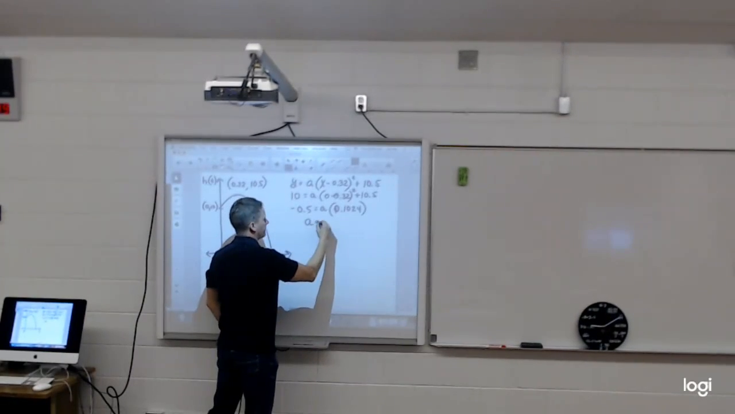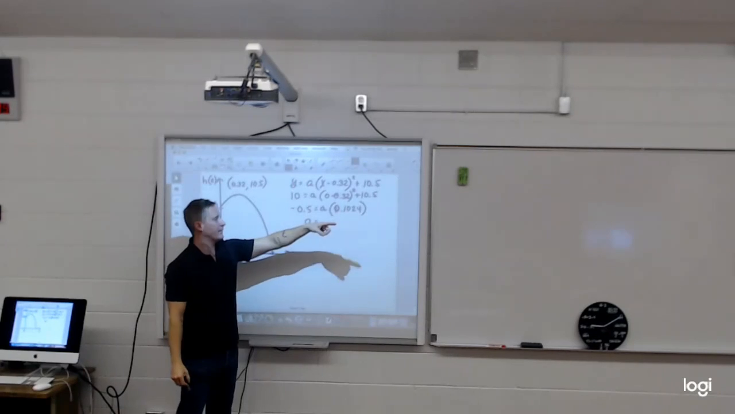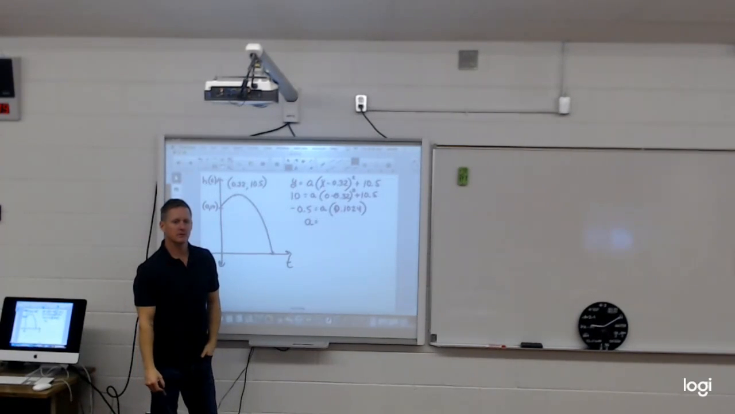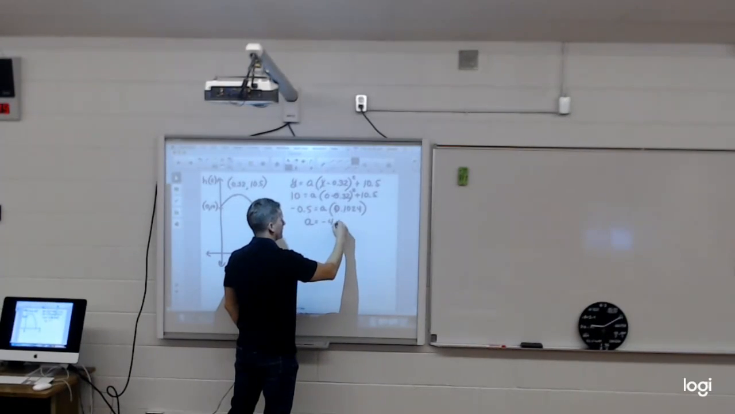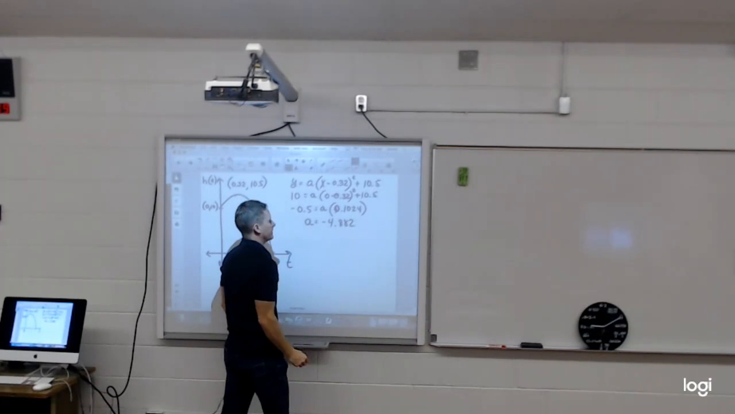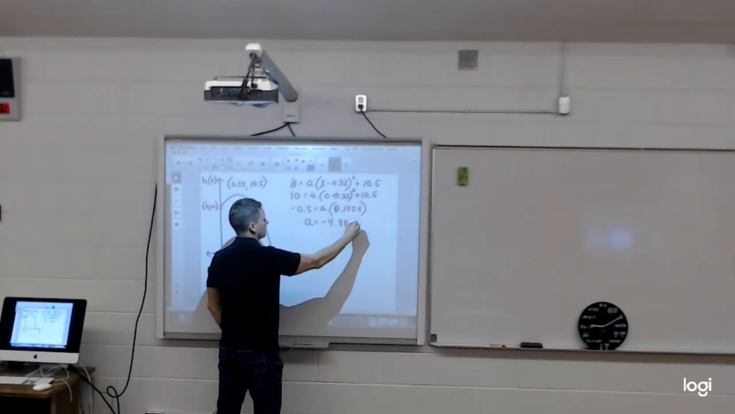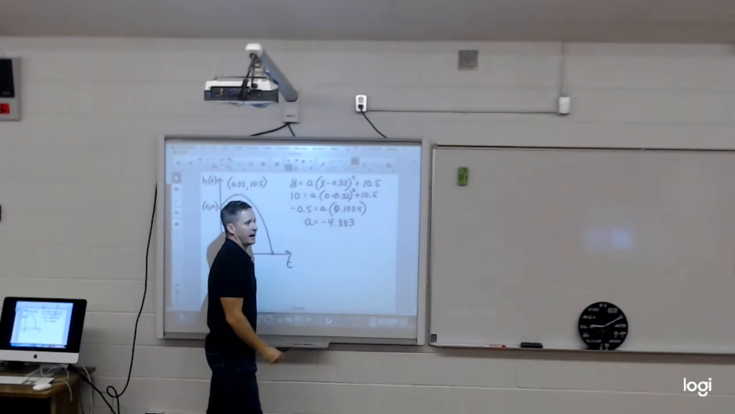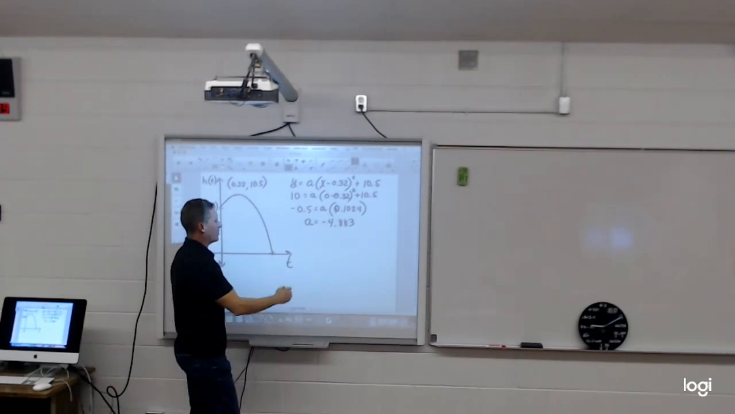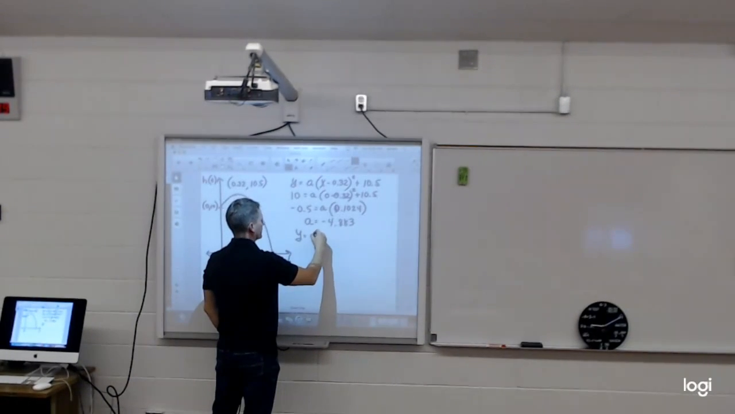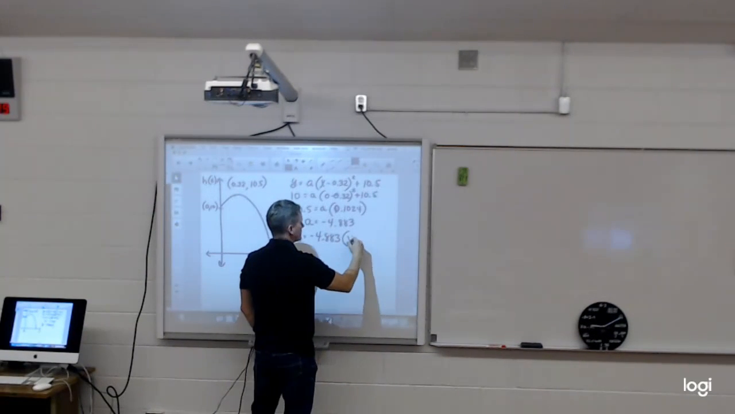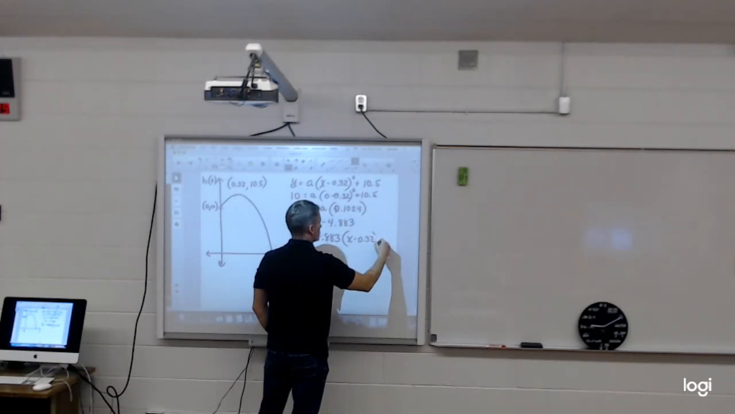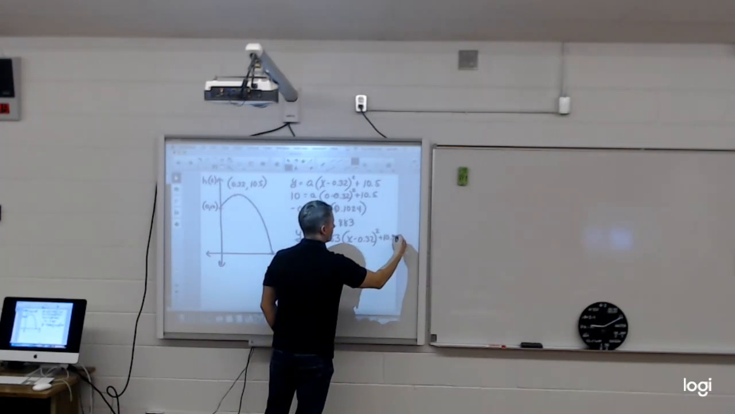How do I do that? Take negative 0.5 and divide it by that value, please. Negative 4.883. Okay, so I have that right there. So my equation then is y equals minus 4.883 times (x minus 0.32) squared plus 10.5.